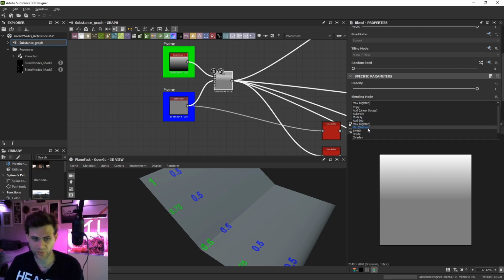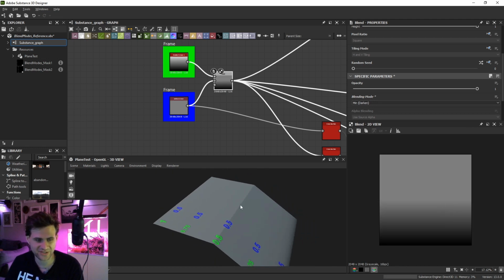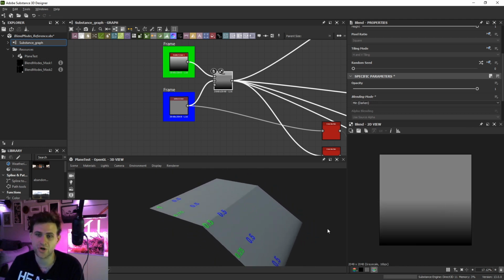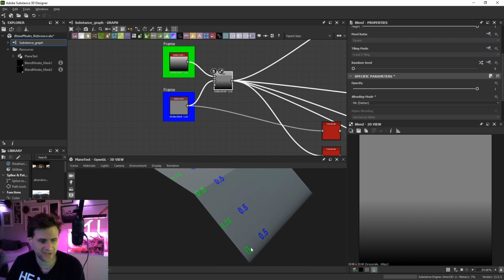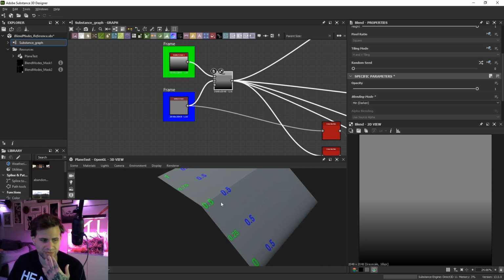Min is its sort of dark twin, its evil cousin. This is the same thing, but in reverse. The darker of the 2 values comes through. Really cool. It's comparing these 2 values and saying, okay, what's darker here? Well, 0 is darker, so 0 will come through. Then here it's saying, okay, what's darker? Well, 0.25 is darker, so 0.25 will come through. Here, 0.5 and 0.5 are the same, so 0.5 will come through.